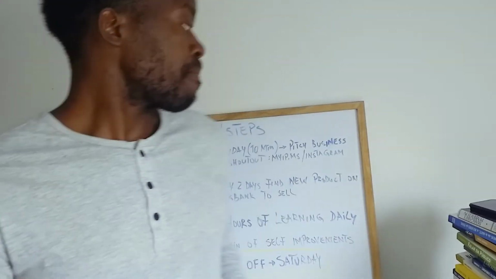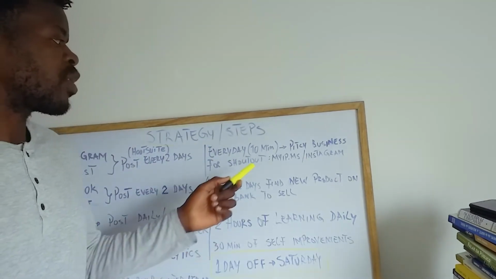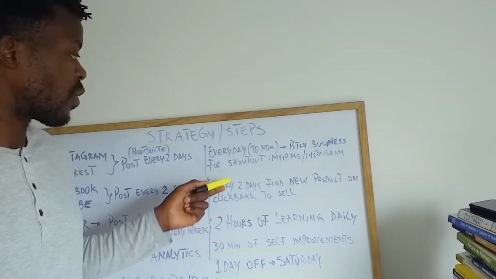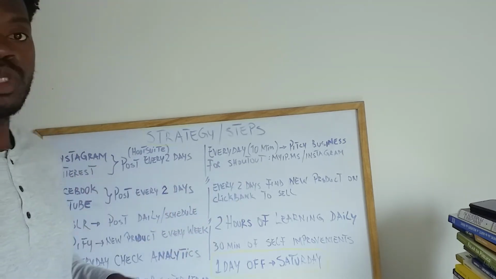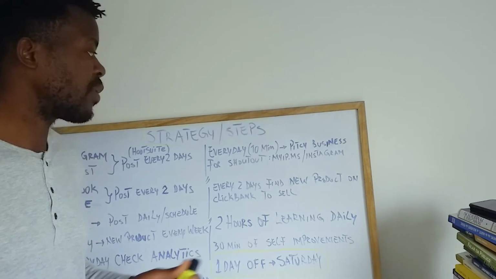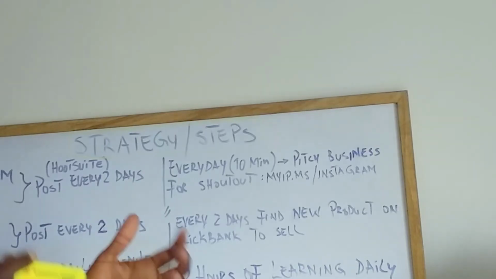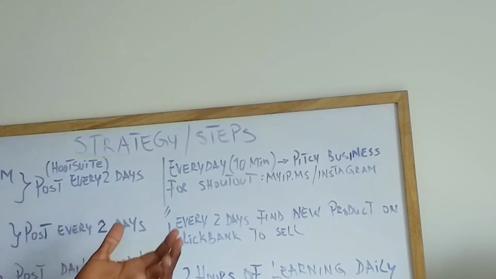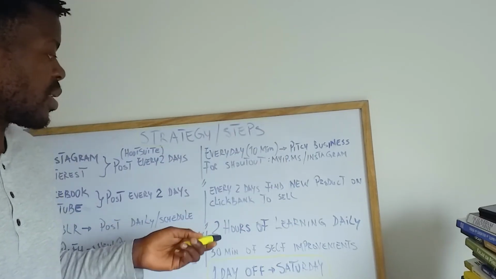And then there is something here: every day for 10 minutes we have to pitch businesses for shoutouts. It's important because we're going to use our Instagram or Pinterest to also sell shoutouts. We can use myip.ms, which is a place where you can find a lot of Shopify store URLs, or even Instagram. It's also easy there.